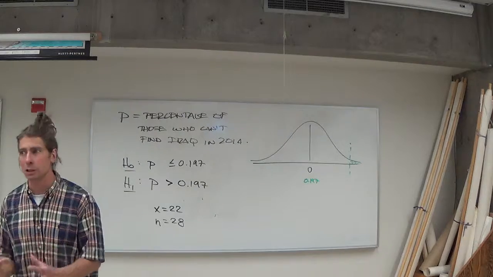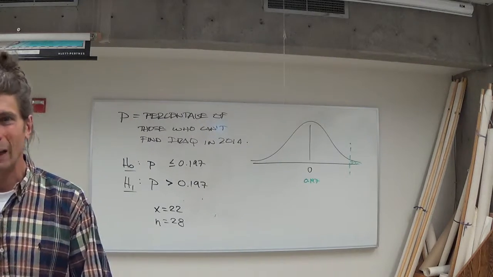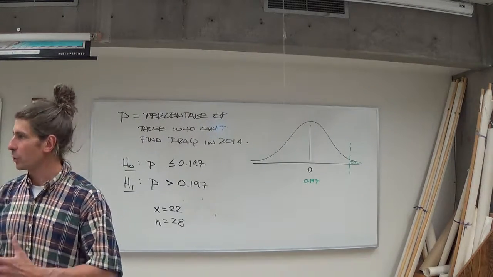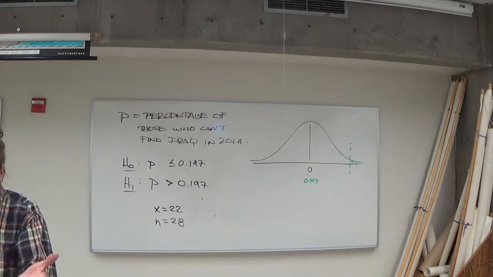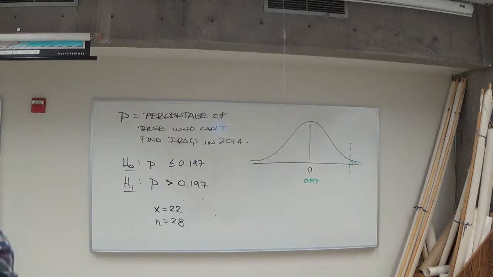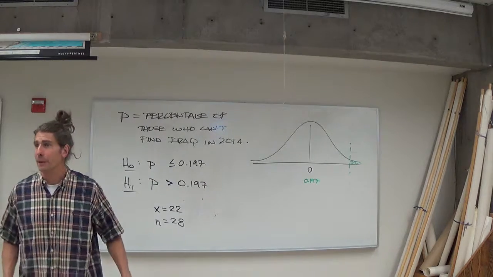Wait, we got a really small sample. Shouldn't we use T? Oh, it's so good. My vote is no, only because of the type of data. It's discrete. But I love what you just said. That makes me so happy.